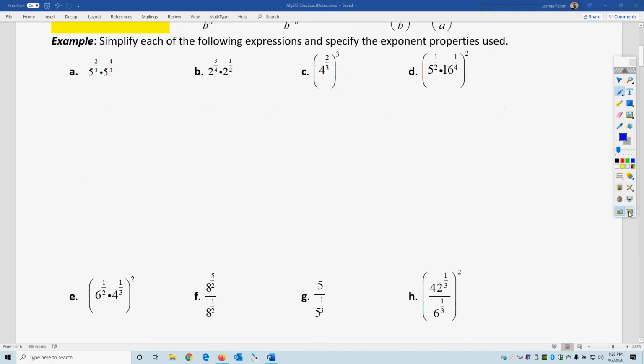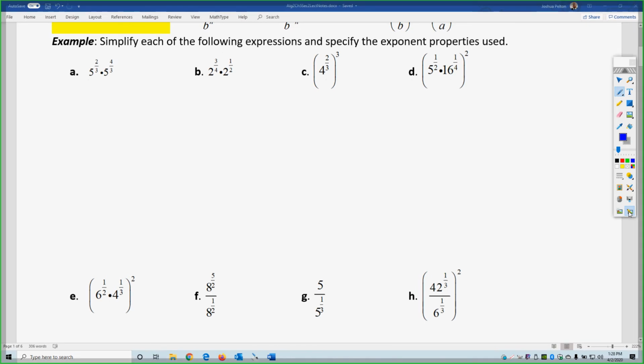Let's do some problems. Okay, so this is the product property of exponents, or product rule. Since they have the same base, you can combine them with addition. So it's 5 to the 2/3 plus 4/3. So 5 to the 6/3. You should always simplify fractions when possible. So that's 5 squared, 25.